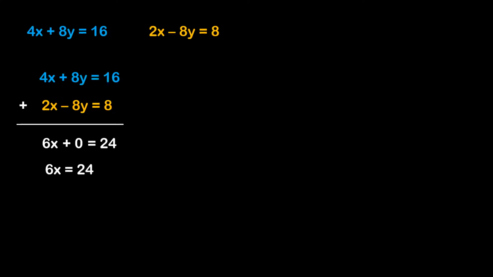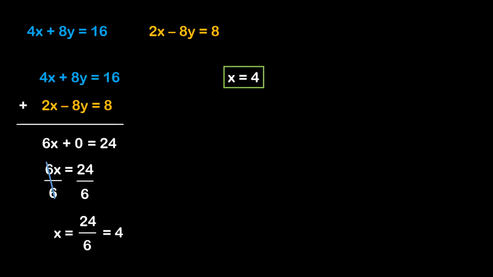So from here, if we want to solve for x, we have to get rid of the 6 next to the x. We will divide the left-hand side of the equation by 6. That means we have to divide the right-hand side of the equation by 6. These terms cancel out, and we have x is equal to 24 divided by 6, which is 4. So there you have it, x is equal to 4.